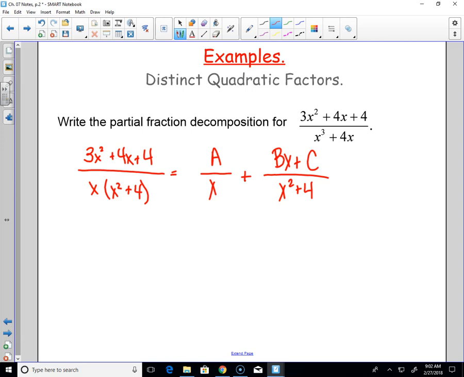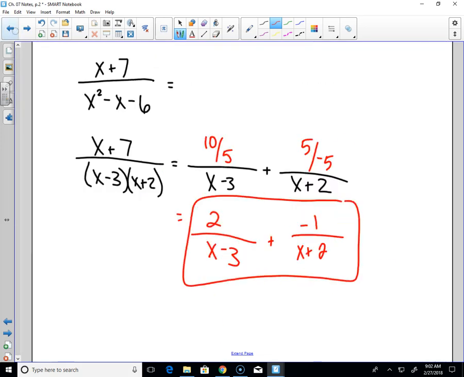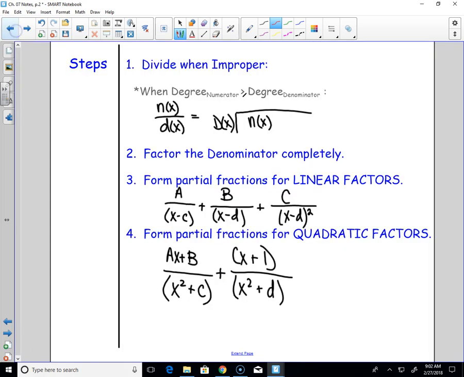Pause, check. We did not get an example of this yesterday, but I did write down what to do. If you ever have an irreducible quadratic, it was in the notes, that's why I had you guys open up your notes. If you ever had a quadratic, what are you supposed to put up top?